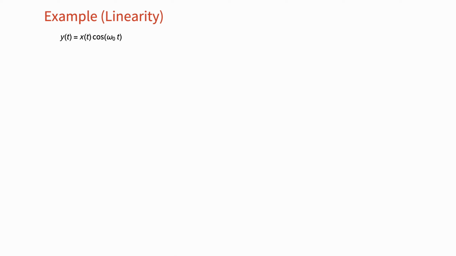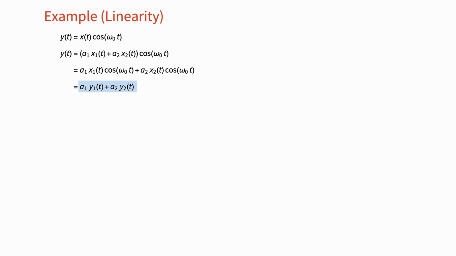Let's look at another example. Assume y of t is given as x of t cosine of omega 0 t as shown here. We want to find out if this system is linear or not. Again, we can test the system by using an input signal x of t, which is a linear combination of x1 and x2, replacing x of t with this signal and simplifying the results. You can see that the output is also the same linear combination of y1 and y2, the output signals to x1 and x2. And so this system is linear.